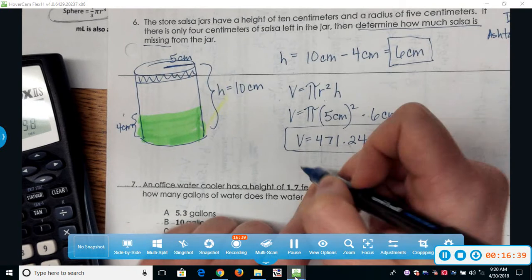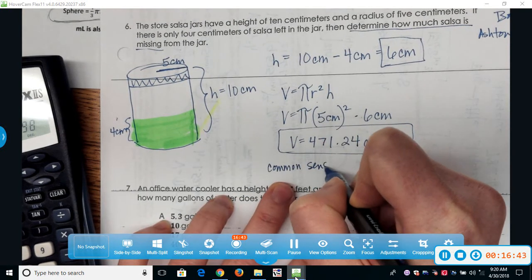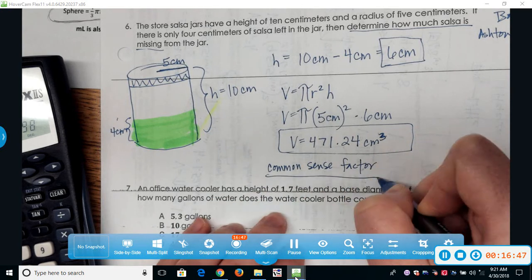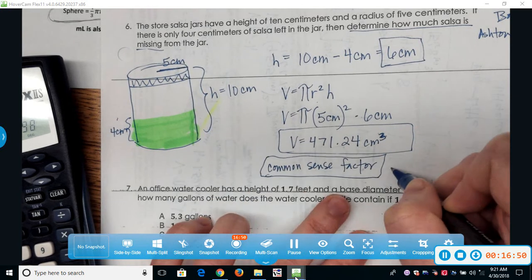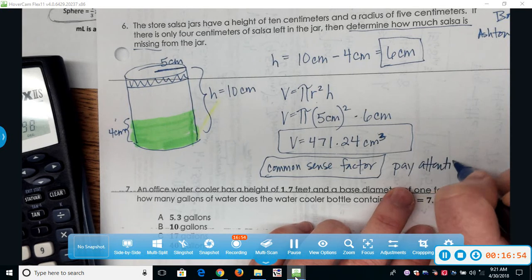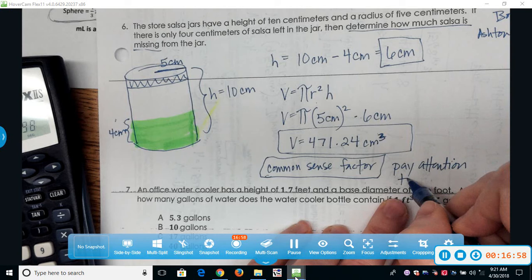So to these problems, there's a common sense factor. That's right, I wrote it up there on the board. Make sure you pay attention to what they're asking. Pay attention to the question.